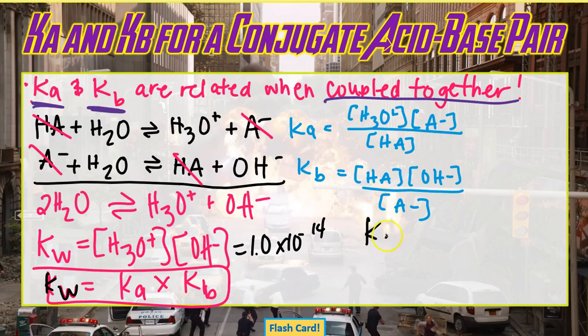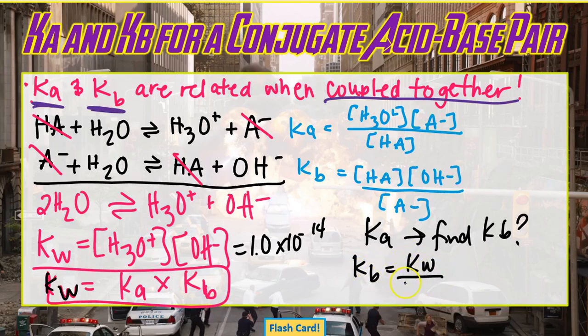So if I'm given a Ka value, can I find Kb? The answer is yes, because I can say my Kb is equal to my Kw value divided by my Ka value. Same thing if I want to solve for Ka: my Ka is equal to my Kw value divided by my Kb value. So when I'm given a weak acid and I dissociate it, I can use that value to help me find the Kb that I'm looking for, for example. And what else?